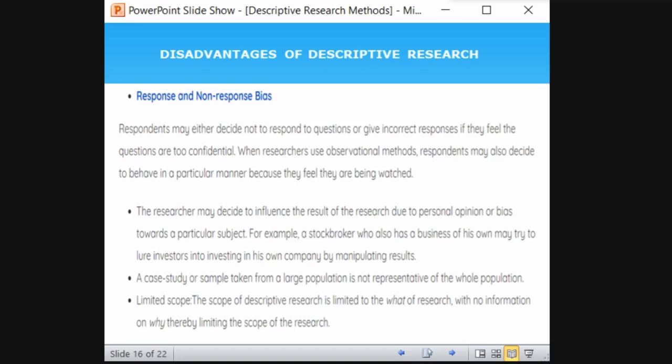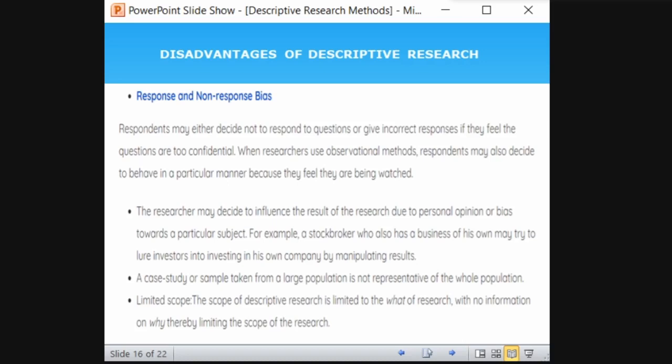The researcher may also decide to influence the result of a research due to personal opinion or bias. If there is a bias or a personal opinion, the results vary. Example, a stockbroker who also has a business of his own may try to lure investors into investing in his company by manipulating events. He is a stockbroker, but he also has a separate company. So he will tell the investors to invest in his company to raise the stock. That is a manipulation, right?